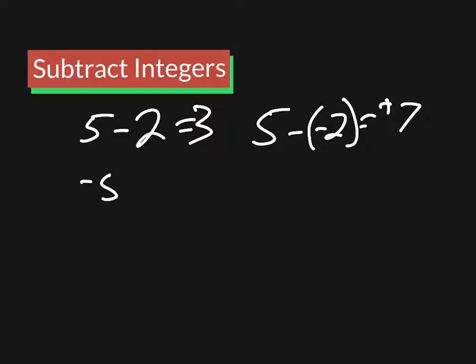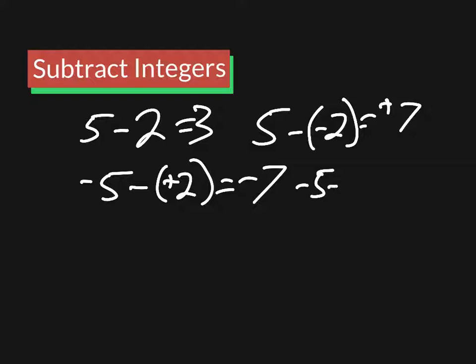And minus 5 minus positive 2, or minus 2, is equal to negative 7. However, minus 5 minus negative 2 is equal to negative 3.